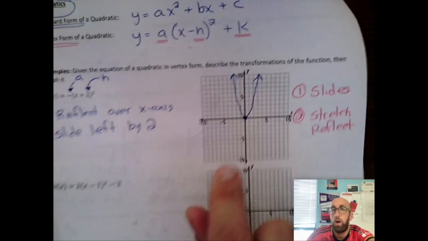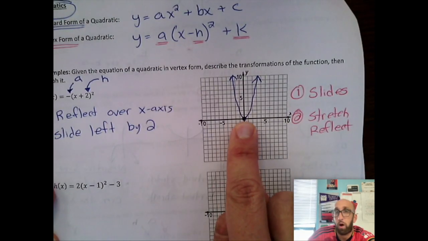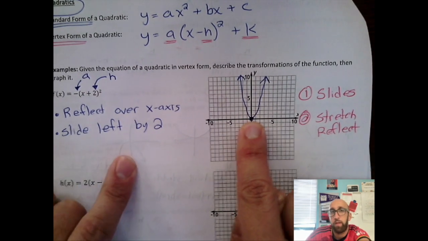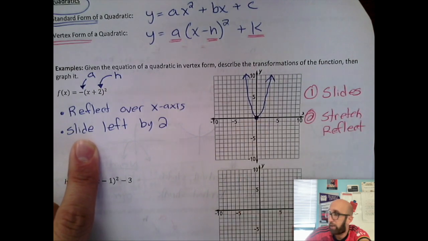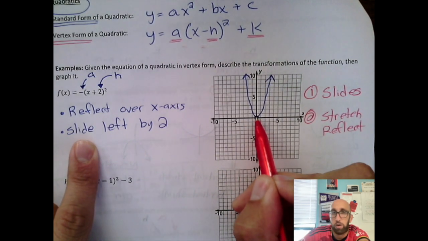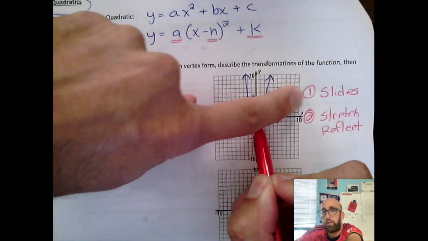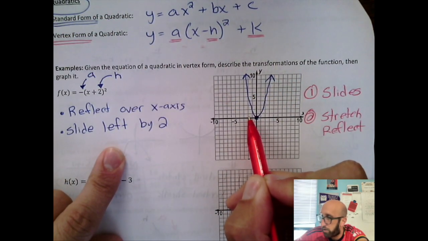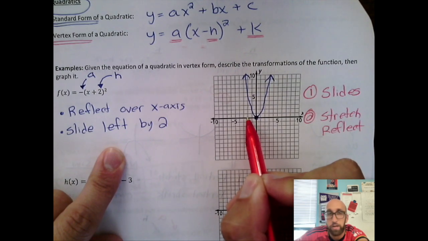So where I start is with our vertex. That's this tip point right here. My slide says slide left by 2. So right now I'm starting at 0, 0, but I need to do my slides first. So slide left by 2. So left, 1, 2. This is my new location of my graph.